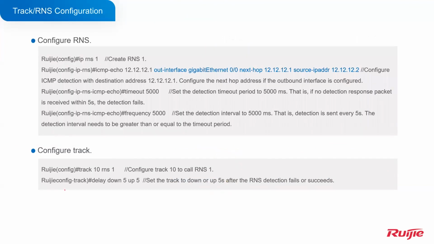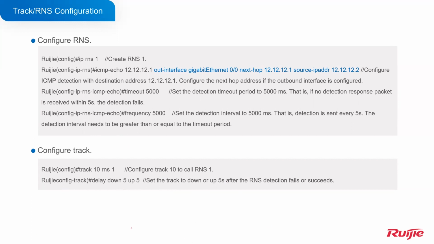To configure RNS, the command is shown here, ip rns 1. By using this command, we created RNS 1. And then RCNP echo 12.12.12.1, out interface, next hop, source IP. So here are three parameters that we should specify during the configuration.